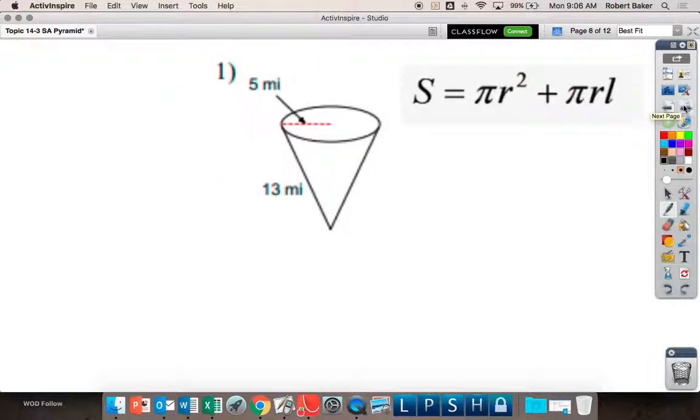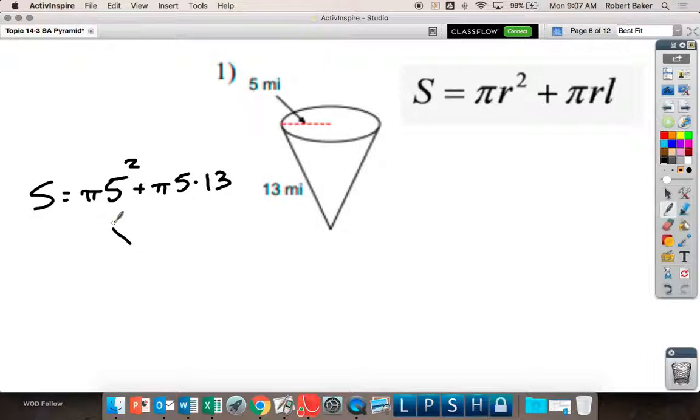Alright, so last section here, cones. Remember with cylinders, when the base was a circle, it became a little easier. We only have 2 pieces of information to plug in. So the surface area of a cone is pi r squared plus pi r l. What's your radius? 5 miles apparently. So pi r squared plus pi, what's your radius? And then the slanted height.